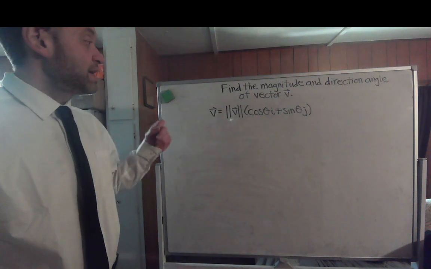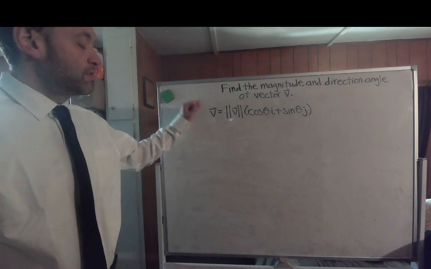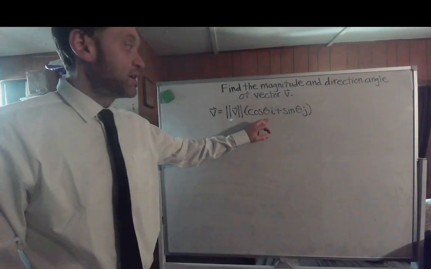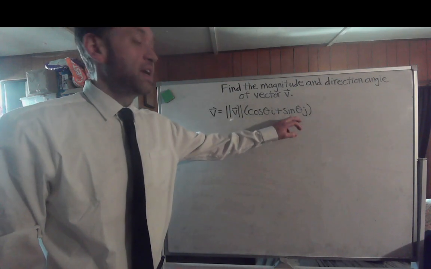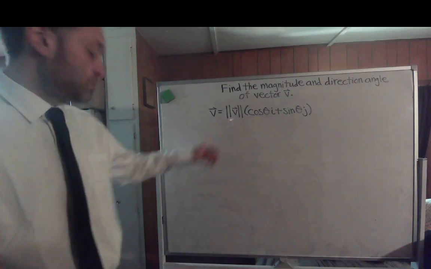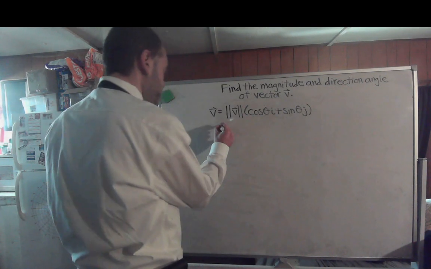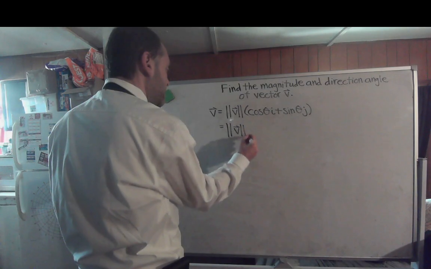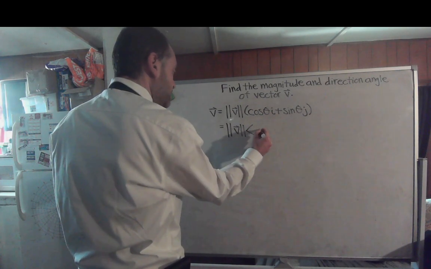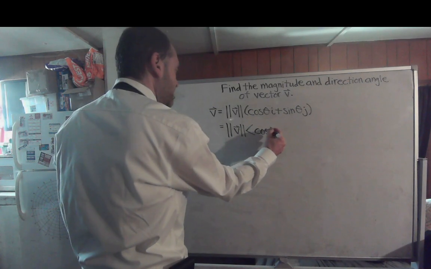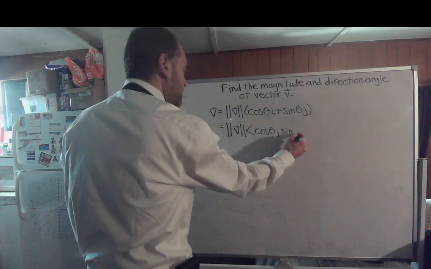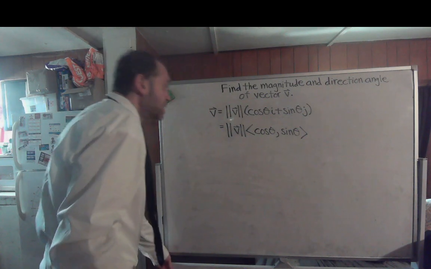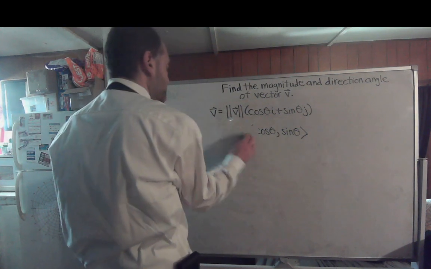Now, the vector itself is the magnitude of that vector times the cosine of theta i plus the sine of theta j. This is the linear combination form. It could also be the magnitude of the vector times the cosine of theta and then sine of theta in component form. Either way would give you the exact same result. So let's do some examples here and see what we got.